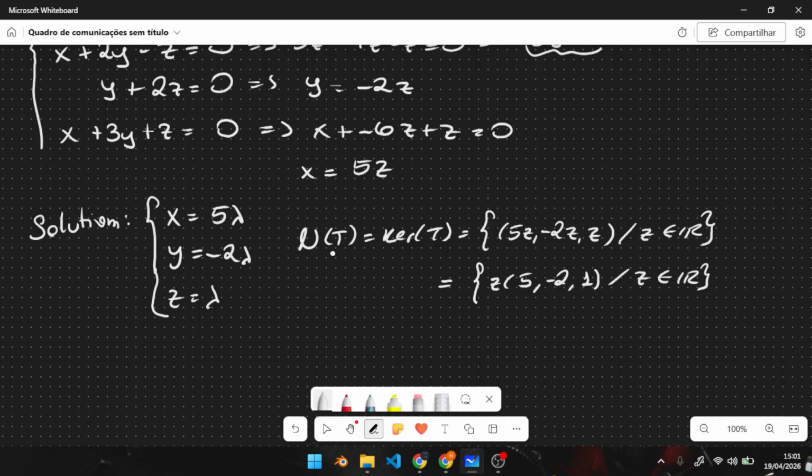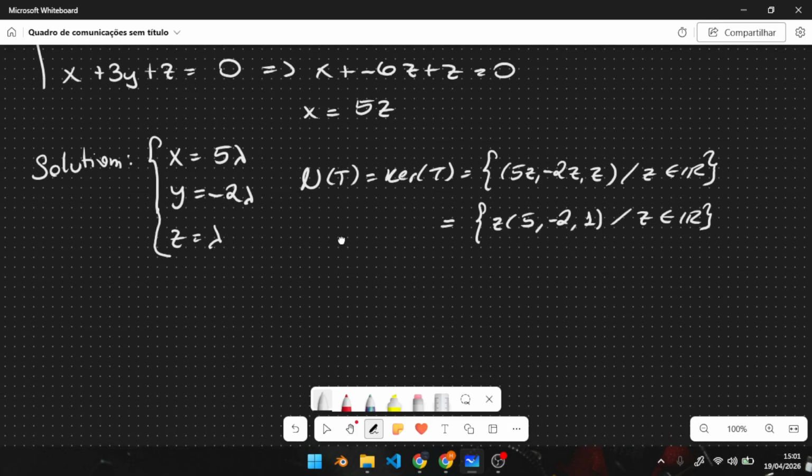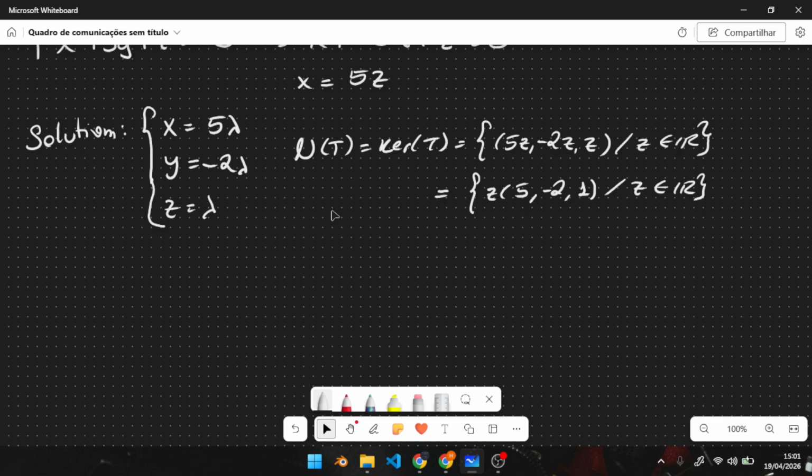So if z is 2, you can have the vector (10, minus 4, 2). That's a vector in the null space. If z is 1, you're going to have (5, minus 2, 1) and so on. And that also leads us to the second question. What is the dimension of the null space? The dimension of the null space is given by how many free variables you have in your null space.